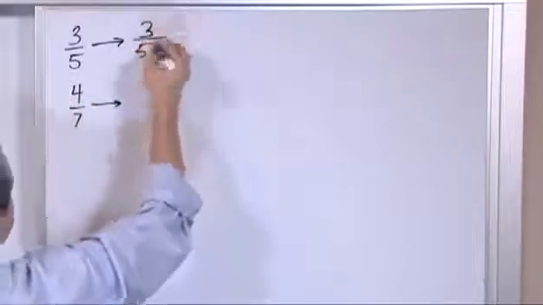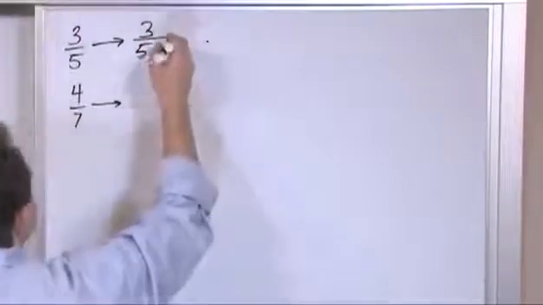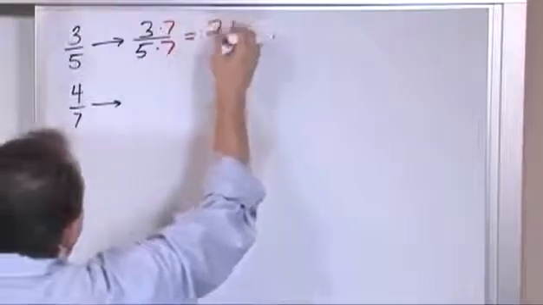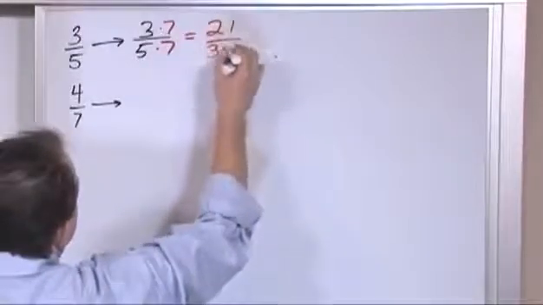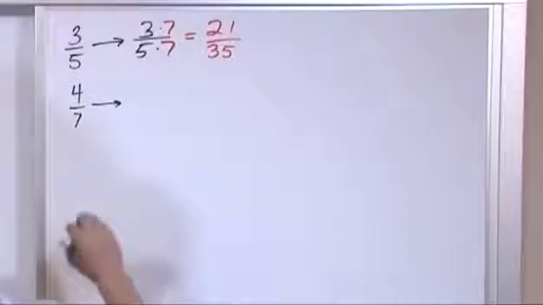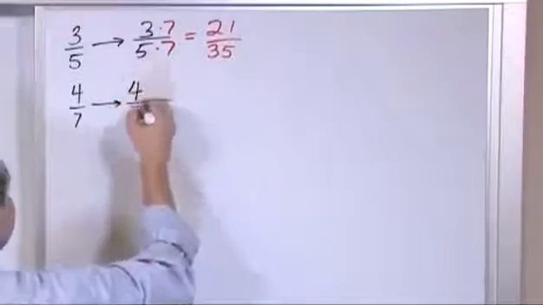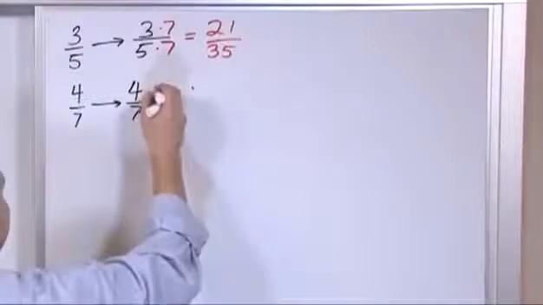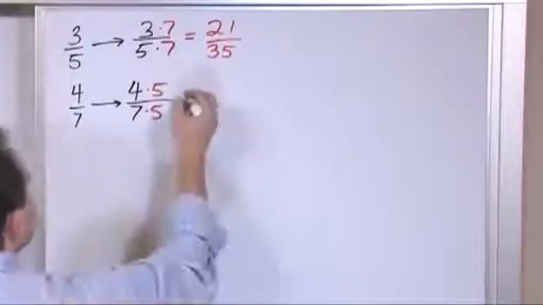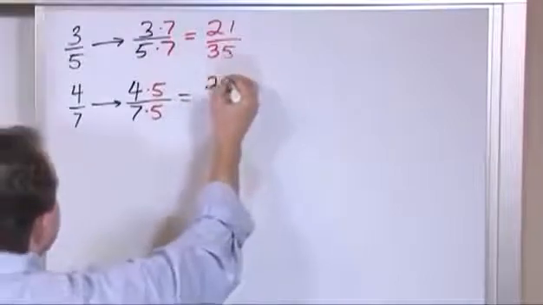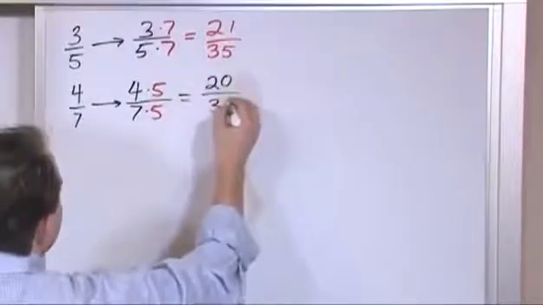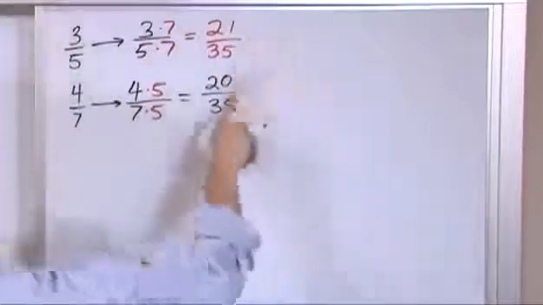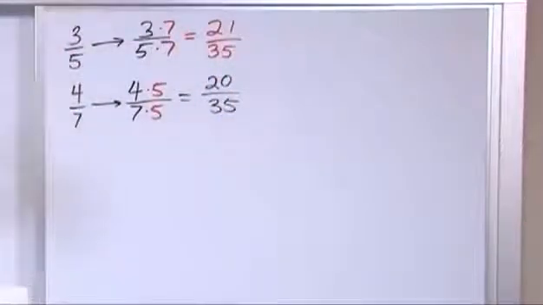So 3/5 I can multiply by 7. And then this fraction would be 7 times 3 is 21, 5 times 7 is 35. So what I'll do here is I'll take 4/7, and because I'm trying to target 35, I'll multiply this by 5 on the top and the bottom. And so ultimately, 5 times 4 is 20, 7 times 5 is 35. So the two fractions that I started with that look different, now I have them in terms of a denominator that's the same, 21/35 and 20/35.